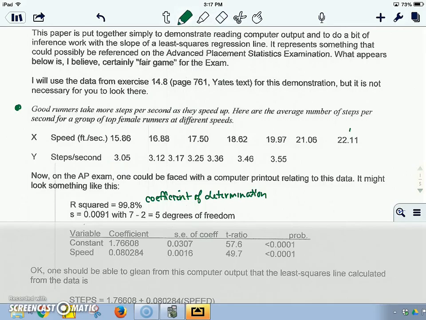And this chart got a little messed up. So 15.86, a runner with an average speed of 15.86 feet per second takes about 3.05 steps per second. And they should line up like this.